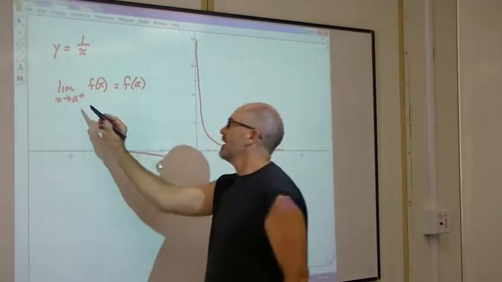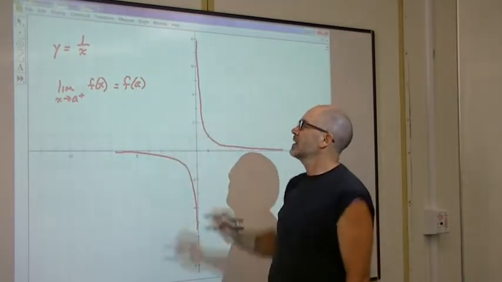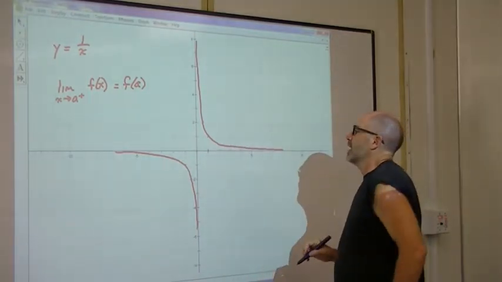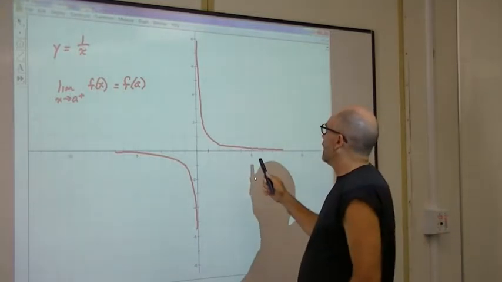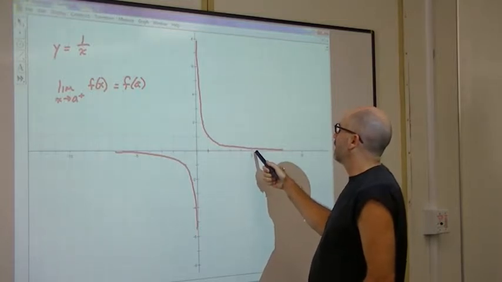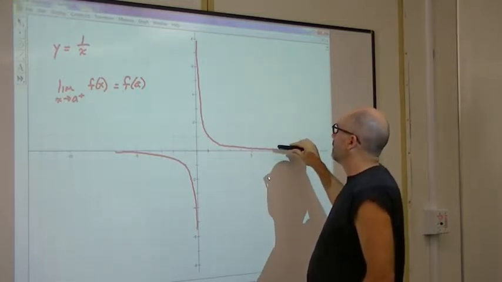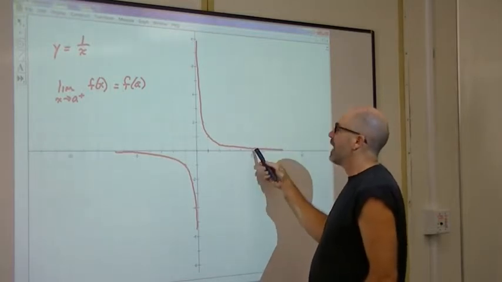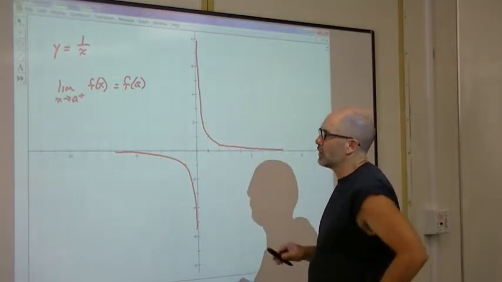Limit as x approaches a from the right of f of x equals f of a. That means it's continuous from the right. Now what does that mean? Well, if I take x equals 5, the limit as x approaches 5 is the left and the right hand limits agree, f of 5 exists, and they're equal to each other.